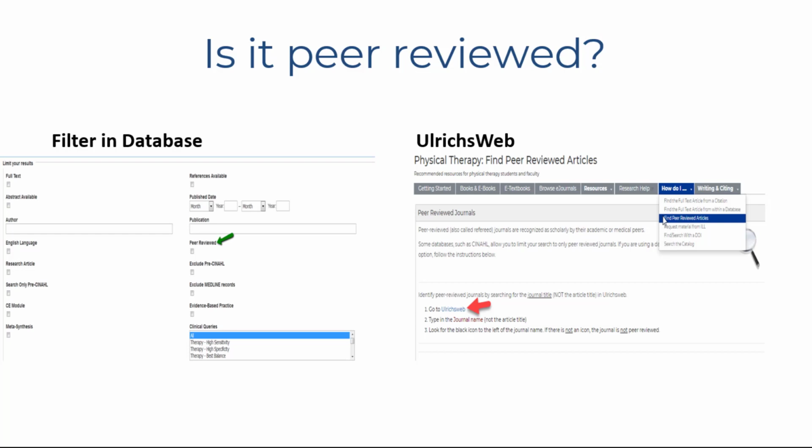But Ulrich's Web, all you have to do is type in a journal name, and then you will see an icon to the left of the journal name if it is considered peer reviewed. The icon is a little black and white referee jersey, and that is because peer-reviewed is also referred to sometimes as refereed.